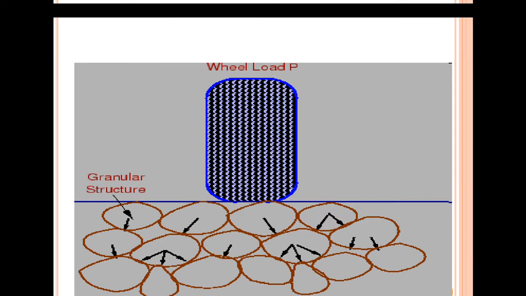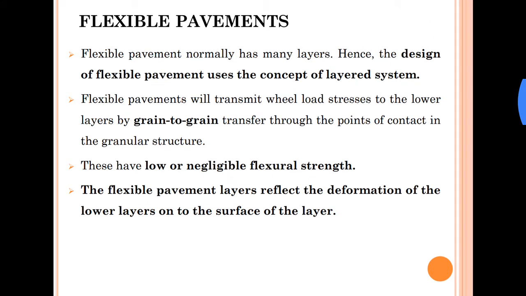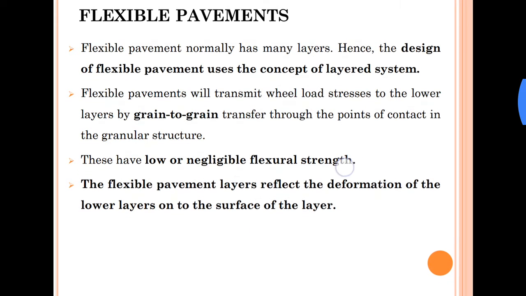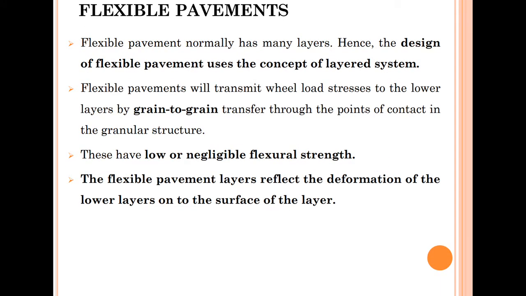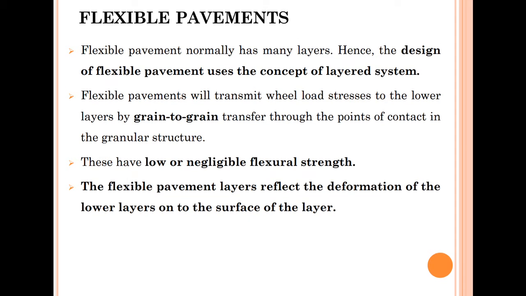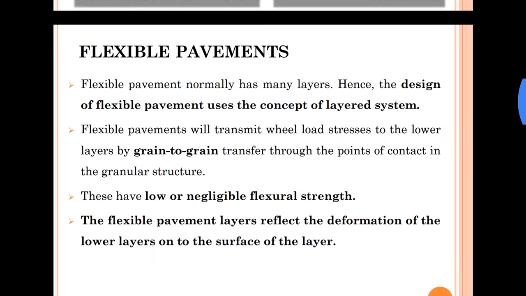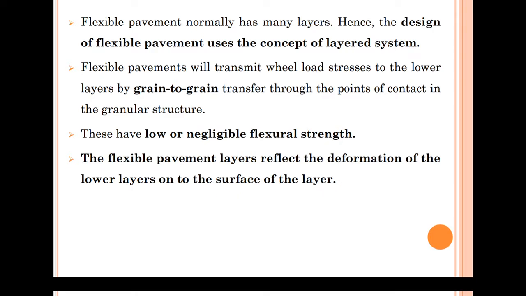These have low or negligible flexural strength. So there is no rigidity, or very negligible rigidity, which the flexible pavement will show. The flexible pavement layers reflect the deformation of the lower layers on the surface of the layer. So if there is any deformation in the base or the sub base, then it will be reflected on the surface layer.